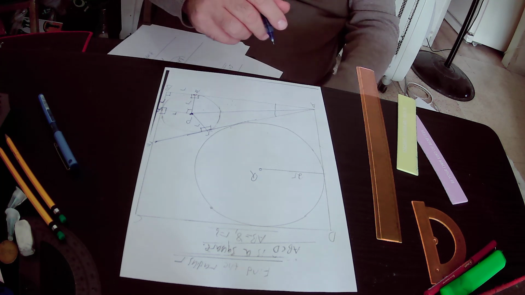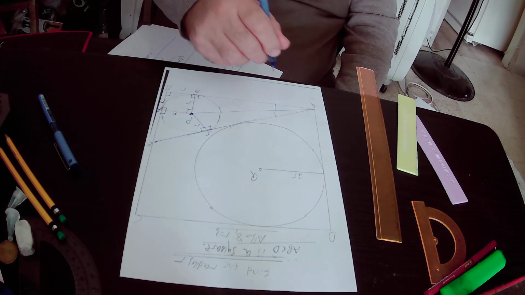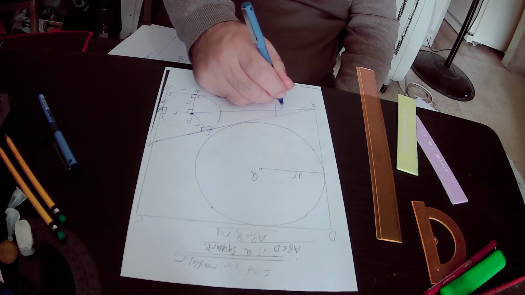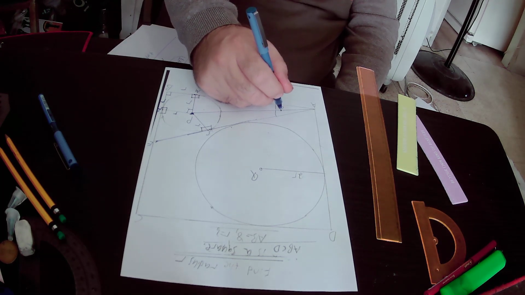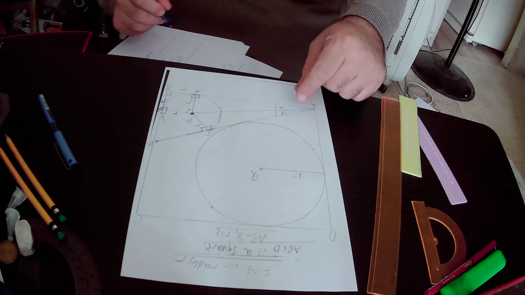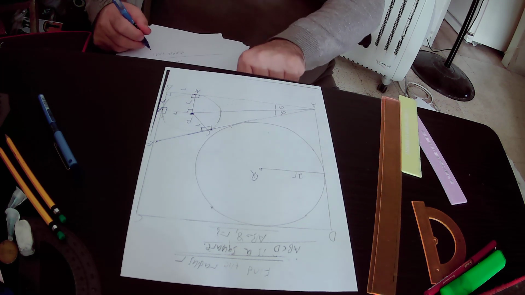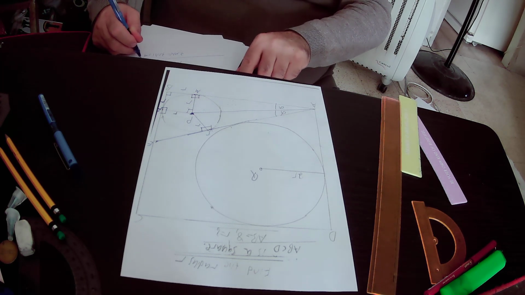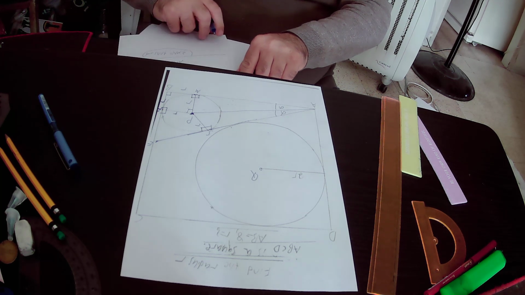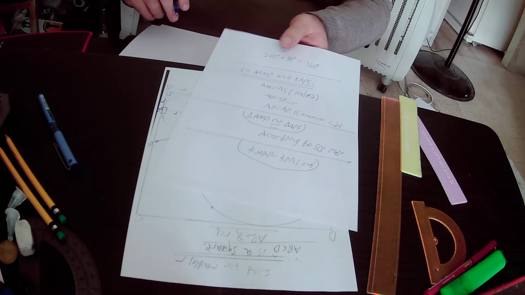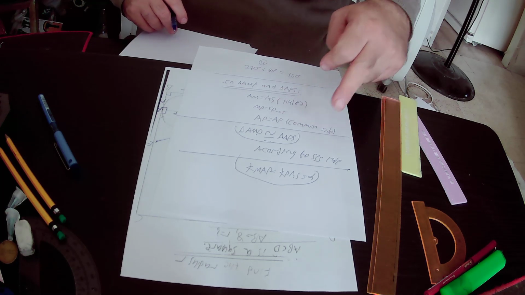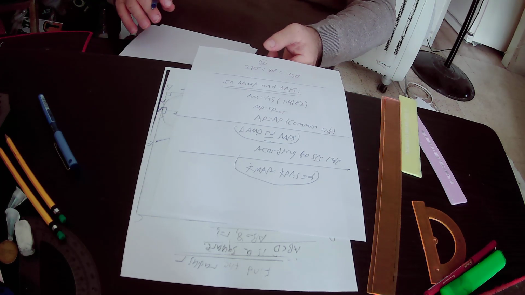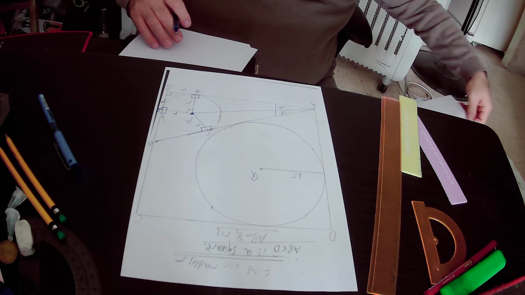And if we define angle MAP as alpha, then angle PAS will also be equal to alpha because those two angles are equal to each other. So we found out that angle MAP equals angle PAS, and both angles are equal to alpha according to our definition.